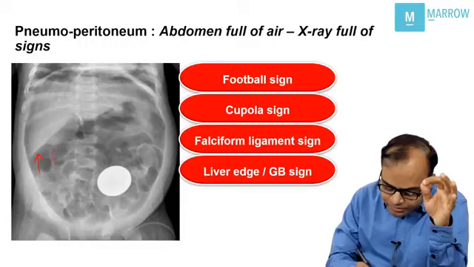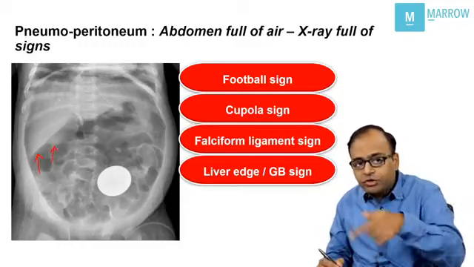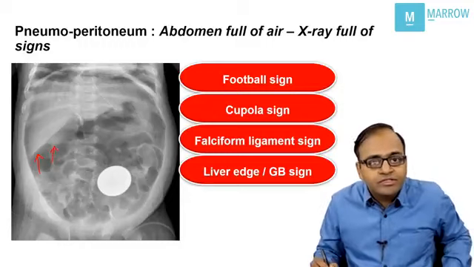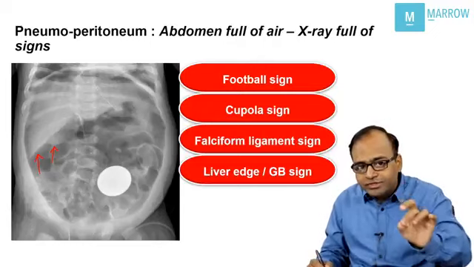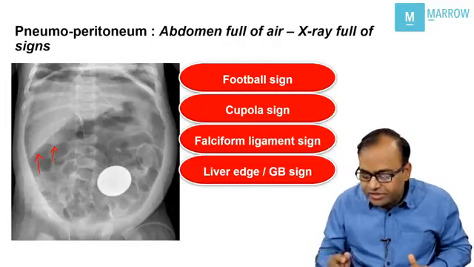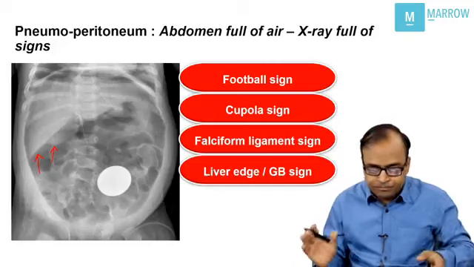Similarly, free air comes and lines the serosal surface of the gallbladder. Differential radiographic density theory creates a sharp margin. We are able to see it as a sharp margin. These are called as liver edge signs or gallbladder signs. Right.